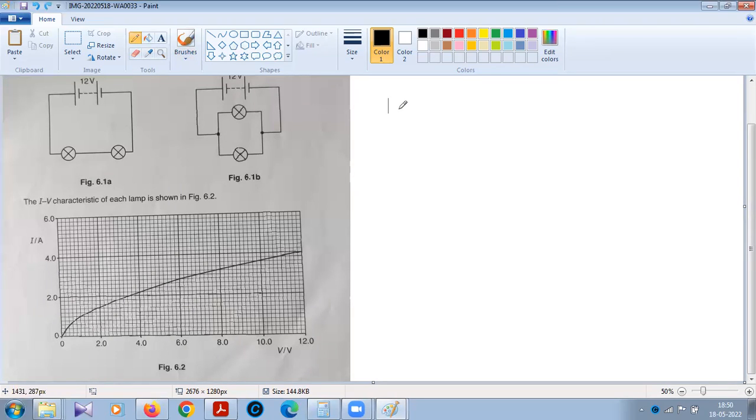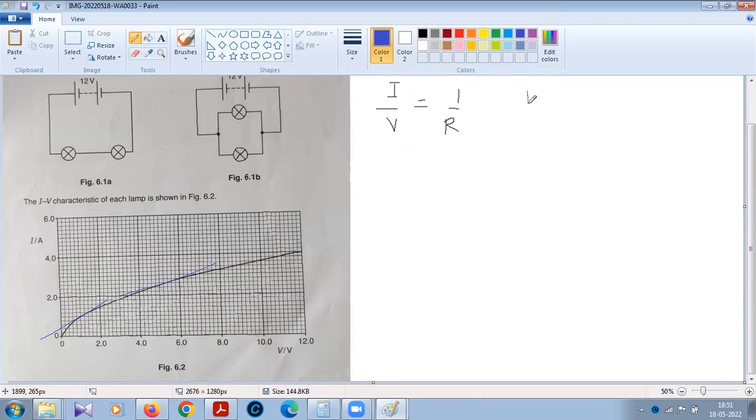Are you getting this? This is the I versus V graph, so the gradient will be I by V, that is nothing but 1 upon the resistance. If you see the slope of it, it is decreasing. You can see that the slope somewhere here is like this, and here the slope is like this.